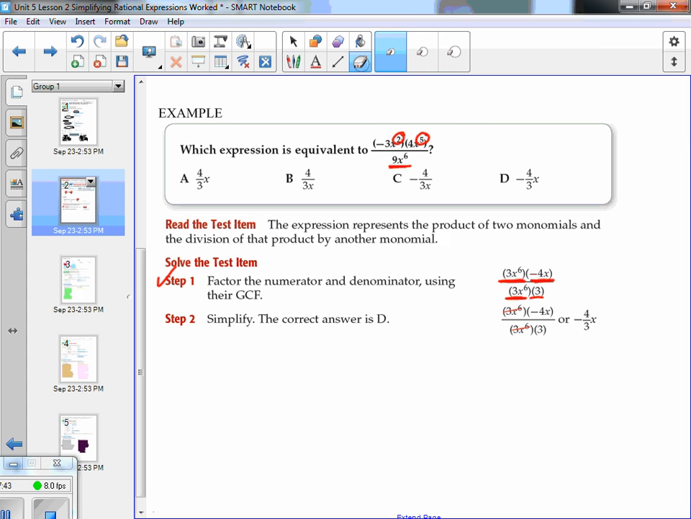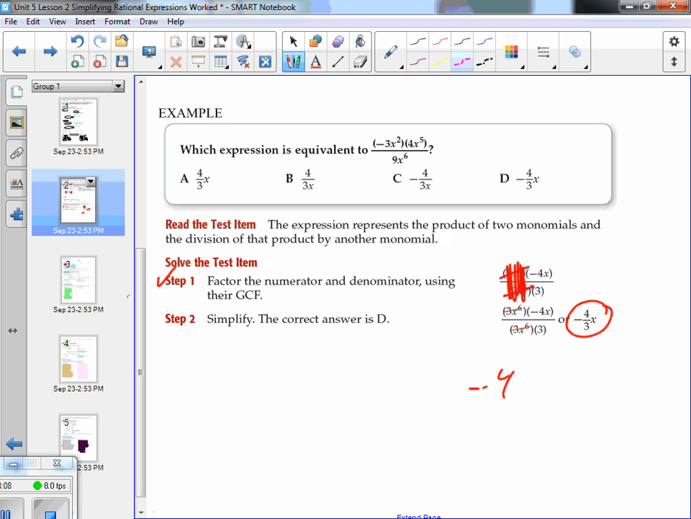Why did they do that? Well, so that they could say 3x to the 6th divided by itself is 1. So multiplying by 1 doesn't change the value of anything. So in effect, all that becomes a 1, meaning you're left with negative 4x over 3. Now, they wrote it like this. I would have written negative 4x over 3. Okay?